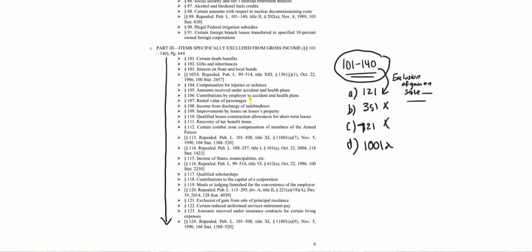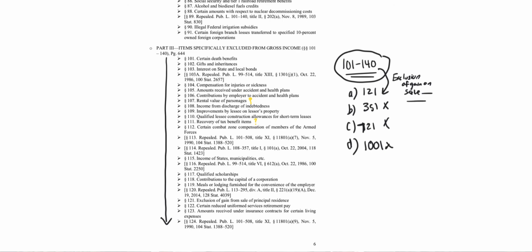108, income from discharge of indebtedness. Okay, well, she didn't owe any money or anything. 109, improvements by lessee on lessor's property. We're not told anything about that. 110, qualified lessee construction allowances. We're not told anything about that. 111, recovery of tax benefit items. Again, if you're not sure, question mark. You can put a little question mark there and you can come back to it. You're looking for stuff that's more clear so you can save time doing research. Okay, so we'll put a question mark on that one.